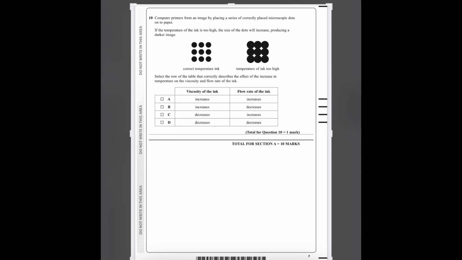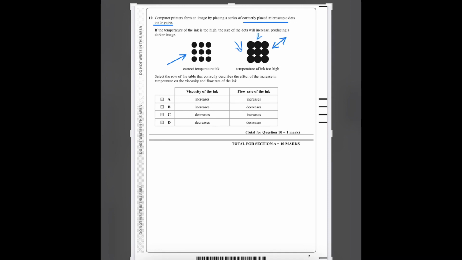So number 10, computer printers form an image by placing a series of correctly placed microscopic dots onto a paper. So these are the dots that are placed onto the paper. If the temperature of the ink is too high, the size of the dot will increase, producing a darker image. So a higher temperature would produce a darker image, which shows that the flow rate is high with a higher temperature, right? The flow rate is high in this and lower in this, since more ink is flowing with a higher temperature.